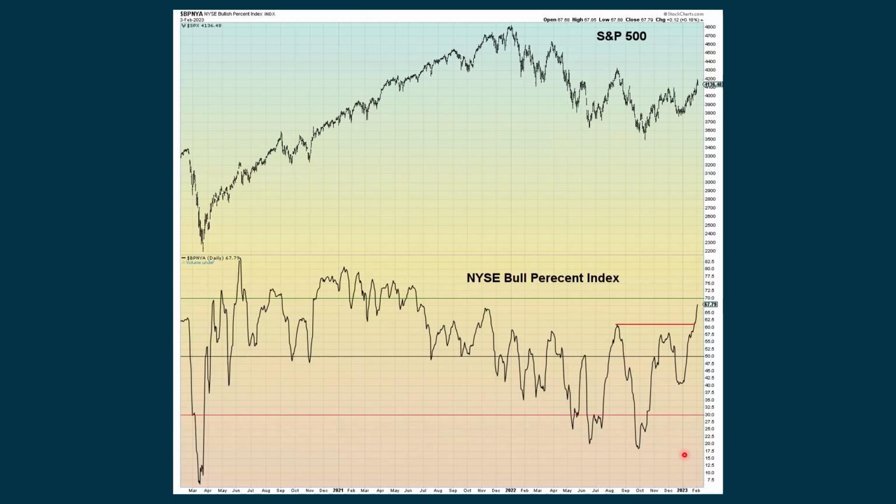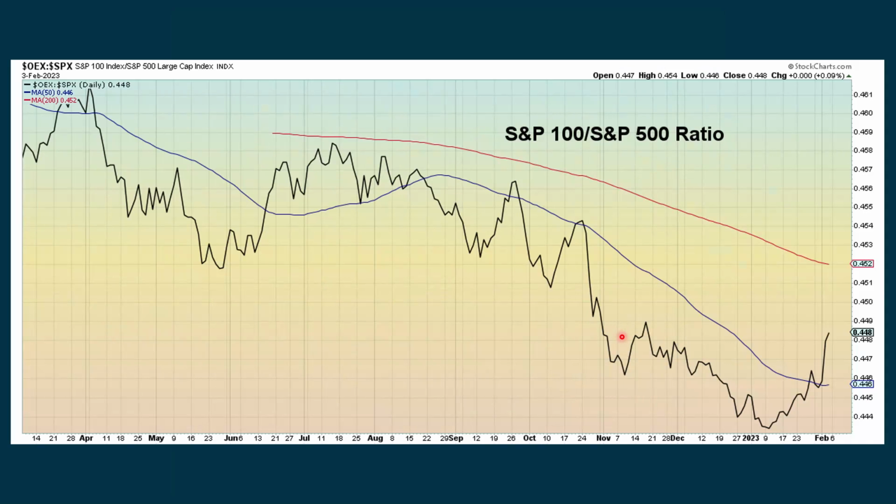The NYSE bullish percent index. We follow the bullish percent index very closely on the daily charts and even the weekly charts, as it applies to the S&P 500. To get a broader measure, we look at the NYSE bullish percent index, and it is starting to break out from the highs set back in the summer. The S&P 100 continues to underperform the S&P 500, but seeing some recent strength.